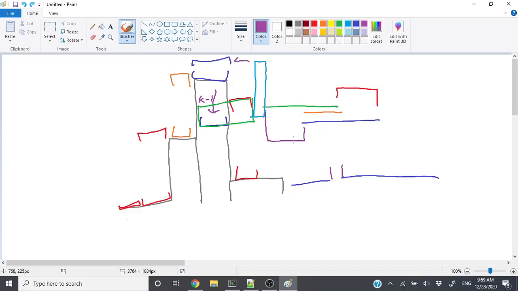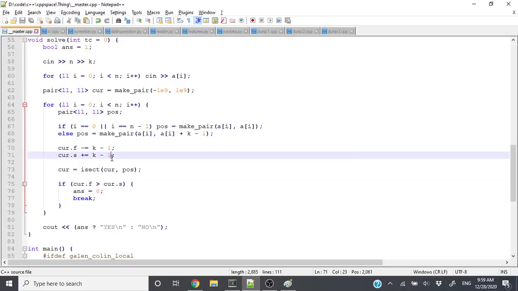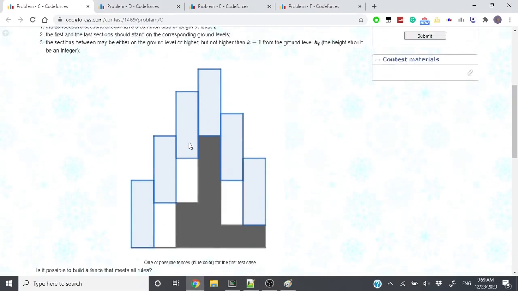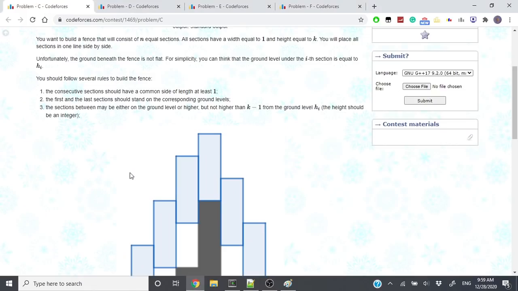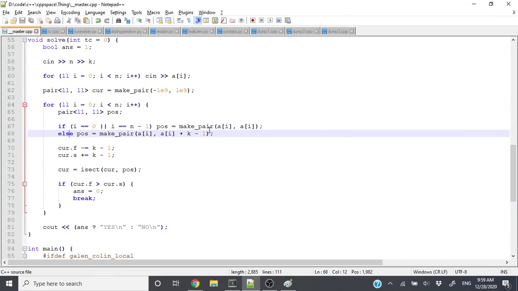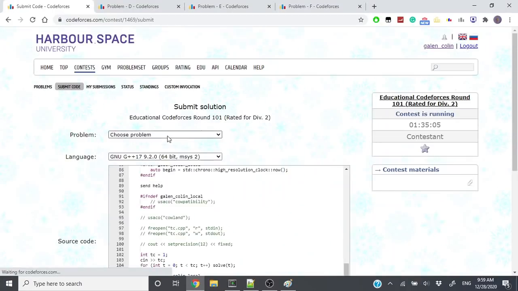So actually, I can draw this too. So this is like up k minus 1. And it's k minus 1 and not k, because again, they have to have a non-zero intersection. So let's see, the first and the last sections have to stay on the corresponding ground levels. Yep. And they may be on ground levels that are higher, but not k minus 1 higher. And that's what this is. Okay, and this is just randomness. Yeah, it's a random huge interval.